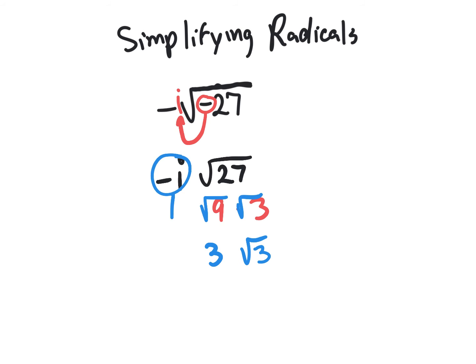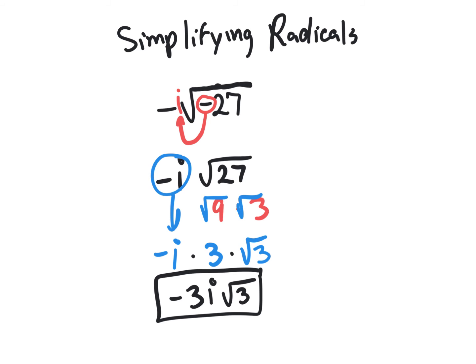And, of course, we're going to bring down the negative i. So what I really have here is the variable negative i times 3 times the square root of 3. All we could do is rearrange it. If it were a negative x times 3, it'd be a negative 3x. But in this case, it's a negative 3i. And bring down the square root of 3, and that's it. That's the simplified radical. That's your answer, okay?